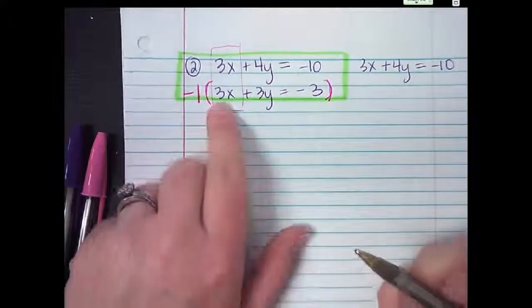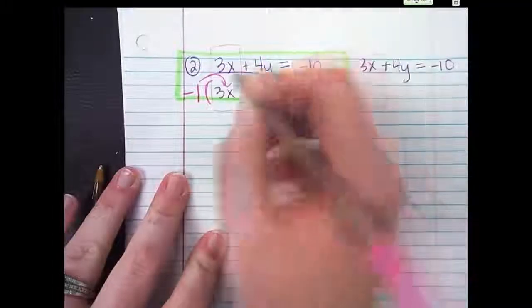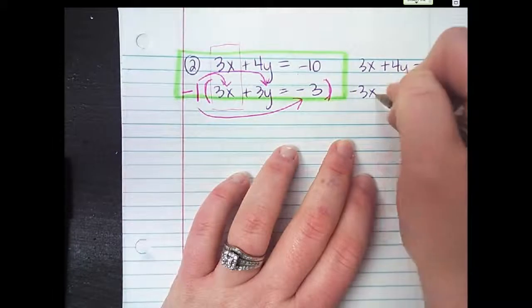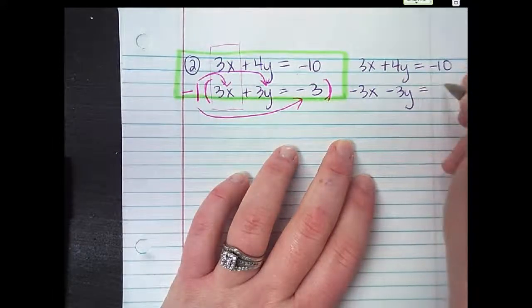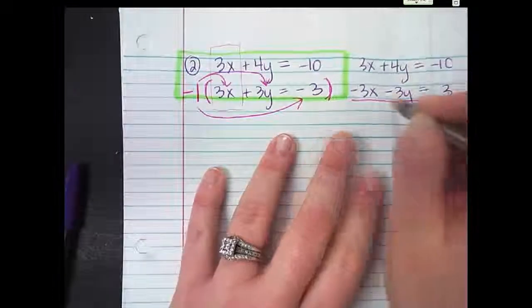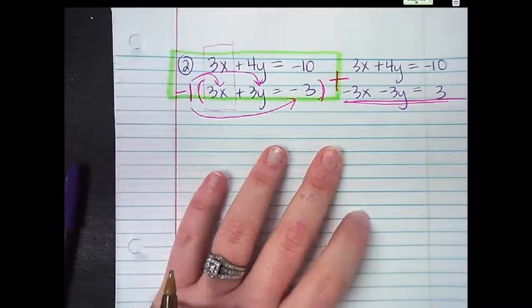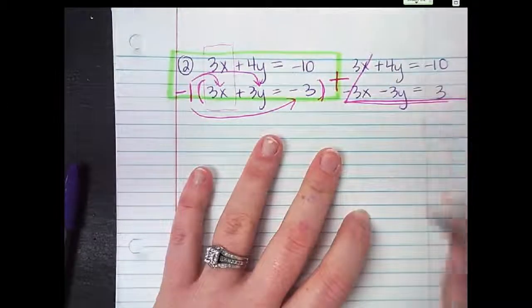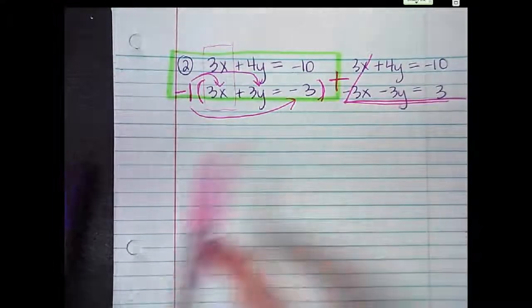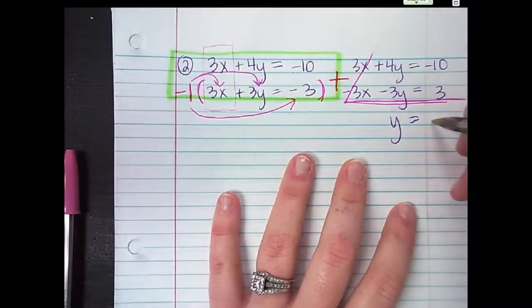The bottom one changes. So I multiply all 3 parts here. If you need to put some arrows, you're going to multiply the 3x, the 3y, and the negative 3. So it becomes negative 3x minus 3y equals positive 3. And now I can go ahead and add going down. So the x's cancel. What's 4y plus negative 3y? 1y, or just y, equals negative 10 plus 3, negative 7.